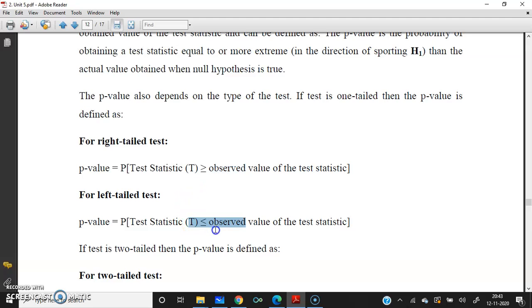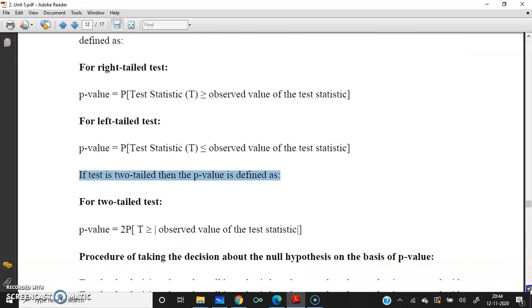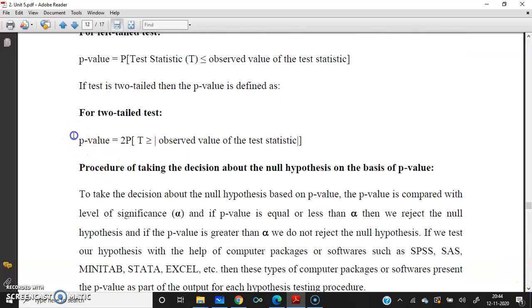It is less than or equal to because it is a left tail test. If the test is two-tailed, then the p-value is defined as p-value equal to two-tail. That is why 2 is multiplied: 2 times P, that is, test statistic is greater than or equal to the observed value of the test statistic.